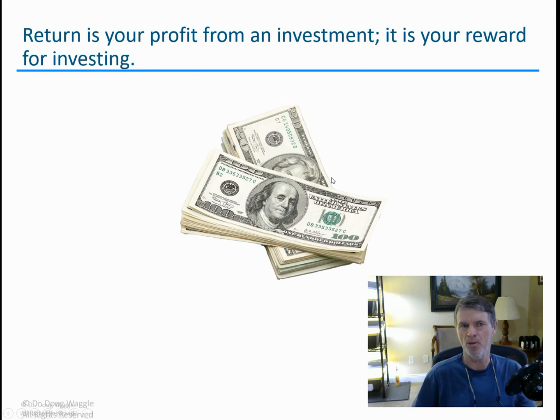Return is just your payoff, your profit from an investment. So your return on putting your money in a savings account might be that 1.6%, or it might be 0.16%. You put money in the stock market, you may get the stock price to go up, you may get a cash payment from the stock. We'll talk about what those are later on. But return is just your profit or payoff from an investment that you make.